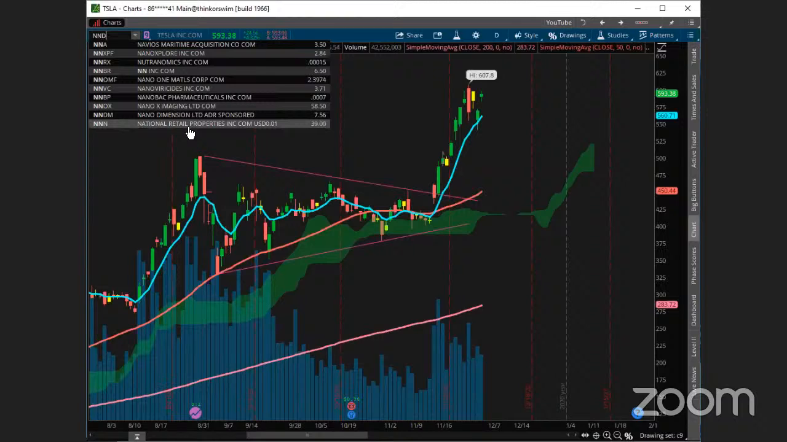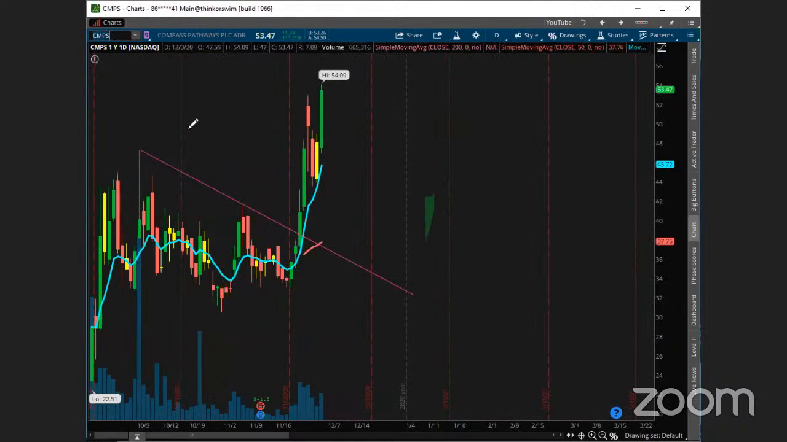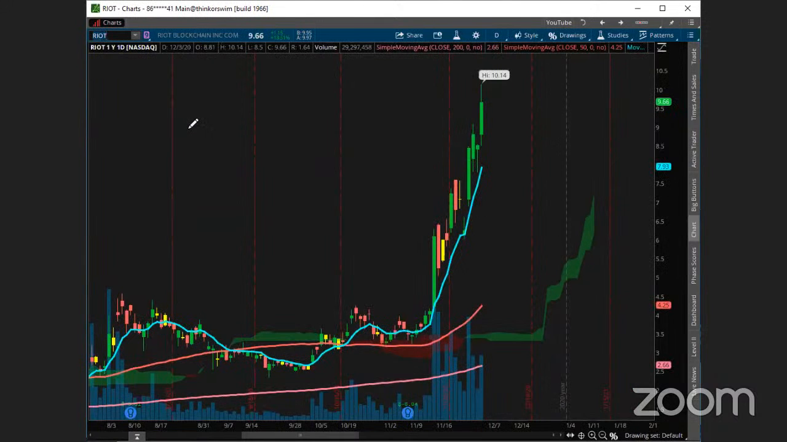Yeah. So what else? You got NNDM. Again, big breakout on that one. Let's see if I can get some more follow through there. CMPS, another big breakout one off the inside day on that too. A good mention from the other day. And then Riot. Wow, Riot still continues to move, over $10 now. It gets a lot of institutions interested. So some very cool stuff there.